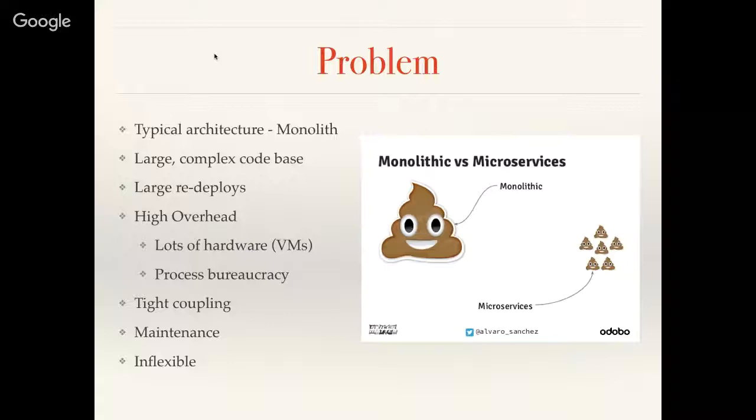Other typical things that come with it are tight coupling. You can't change one part of the system without redeploying the whole system, right? It's like you want to change a wall in a house and you have to rebuild the whole house, okay? So we have issues with maintenance. The larger these things get, the harder they are to maintain.